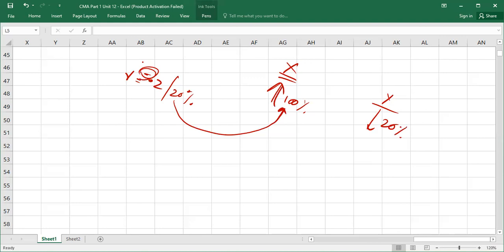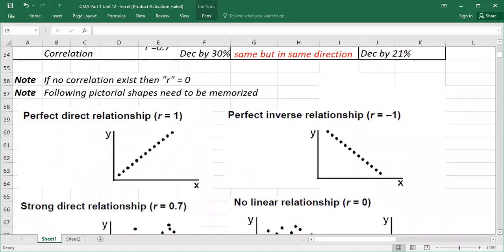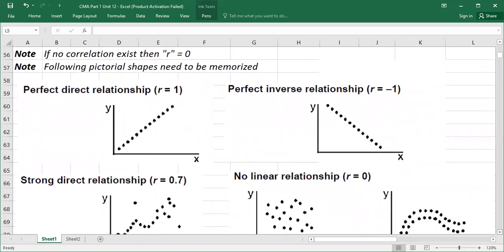Understood? So that is why R value could be any value between +1 and -1. I hope it is clear. Now, guys, please remember here. If R value is 0, like you are not able to predict any relationship between two variables, then we say there is no correlation. When there is no correlation, R value will be 0.